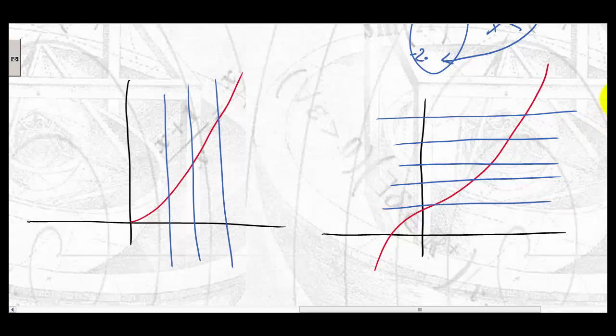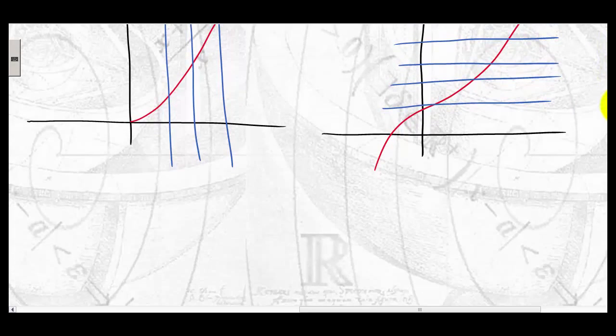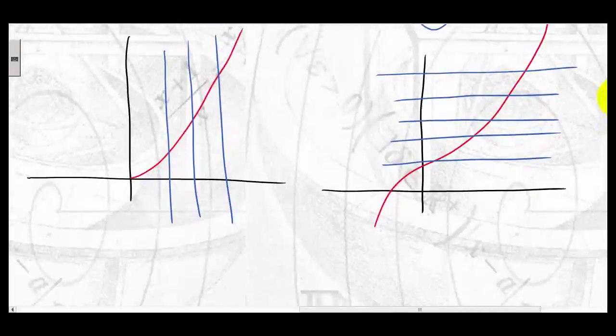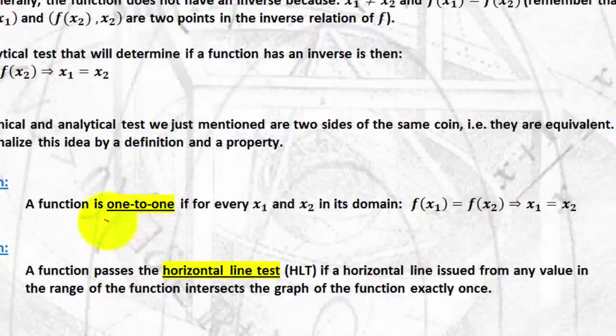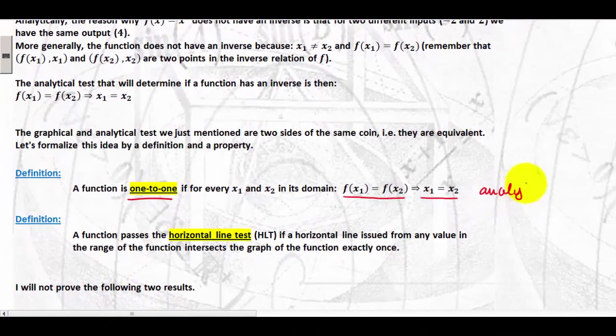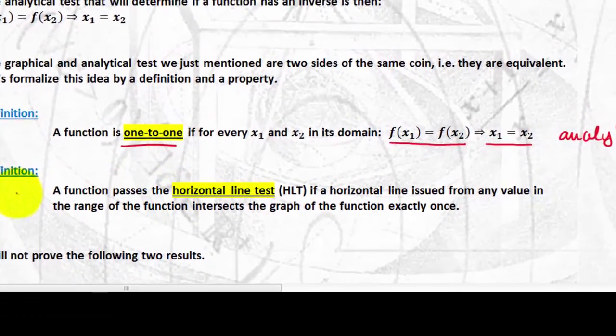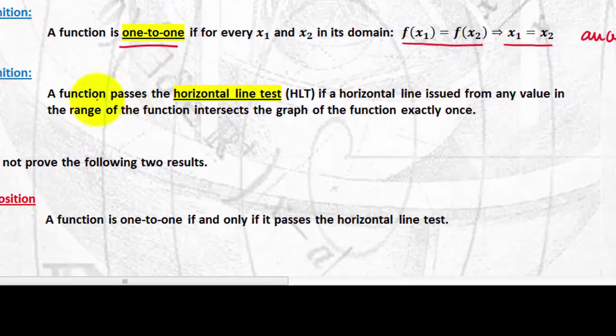So we covered 3 results. 2 definitions and 1 statement. Let me go to my note to show you the 3 results. Here we go. First definition, a function is one-to-one if an equality of output implies an equality of input. This is an analytical statement. Second definition, we say a function, not the graph, a function passes HLT if a horizontal line issued from any value in the range of the function intersects the graph of the function in exactly 1 point, okay? Exactly once, okay?